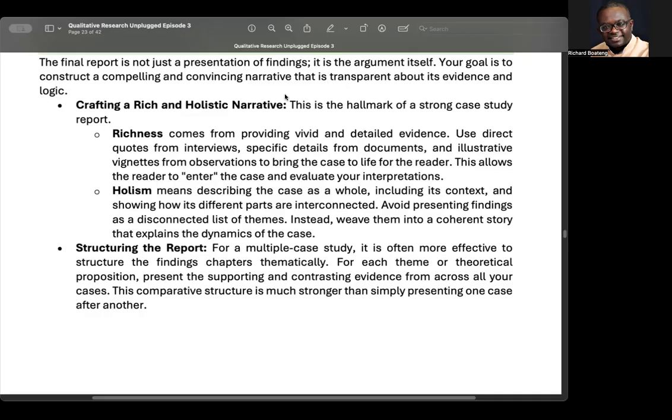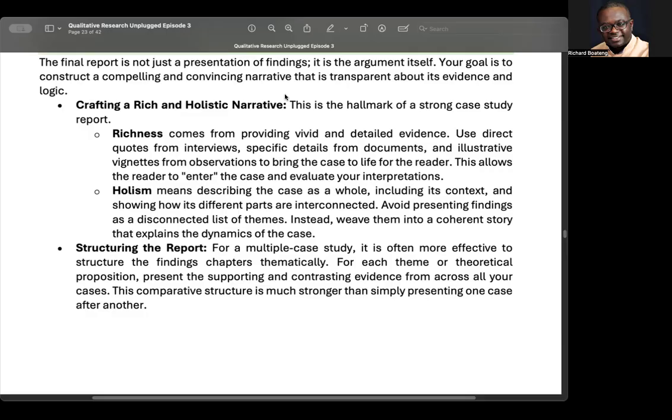Holism means describing the case as a whole system, including its context, and showing how the different parts or themes you identified are interconnected. Avoid presenting your findings as just a disconnected list of themes. You need to weave them together into a coherent story that explains the dynamics of the case or the patterns across cases. And for multiple case studies, you mentioned structuring the report thematically is often better?